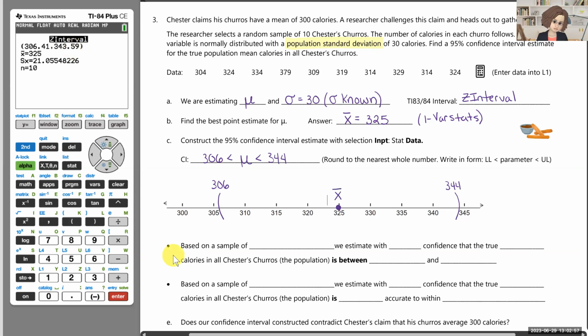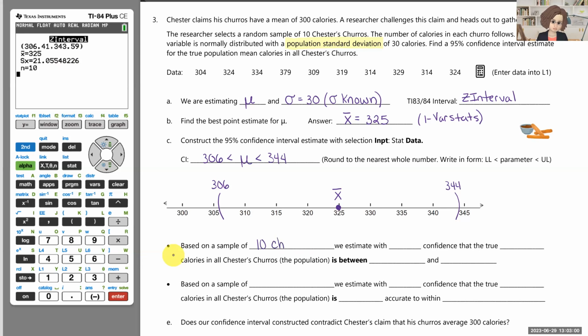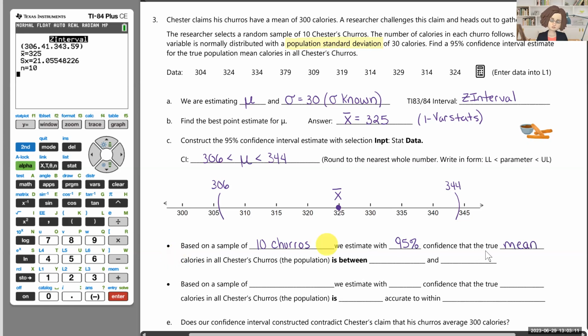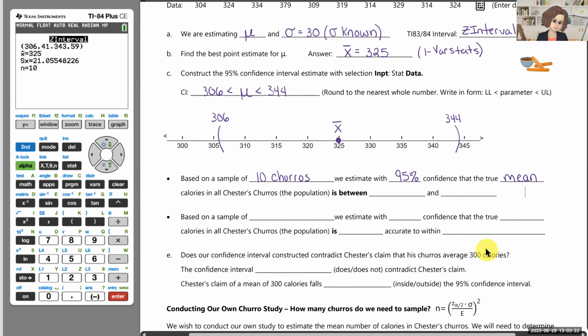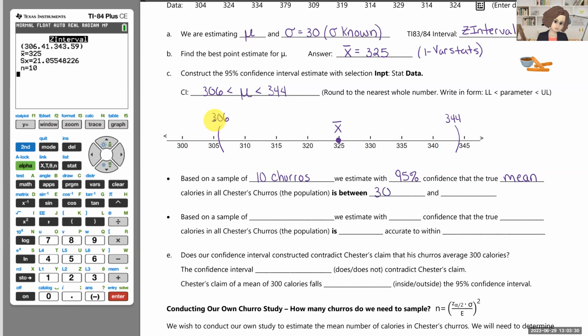So my sentence here, I can say based on a sample of 10 churros, we estimate with 95% confidence that the true mean, so true and population, we use interchangeably here, the true mean or the true population mean calories in all of his churros. So based on these 10, we believe with 95% confidence that for all his churros, the mean calories is actually somewhere between 306 and 344 calories.